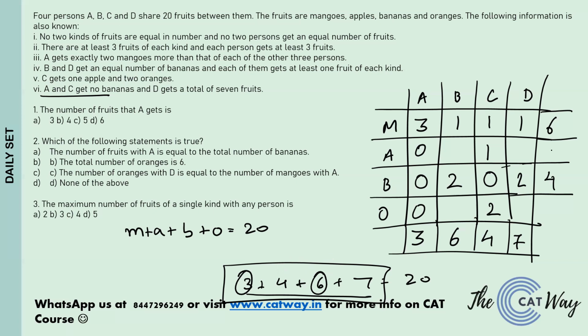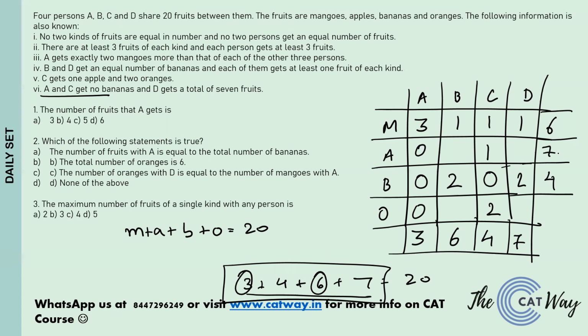Okay, chalo. Let's take that total number of apples is 7. Let's assume that, because no specific info has been given. So what we'll do is we have these two cases now. In one case total number of apples will be 4, and in one case total number of apples will be 7.